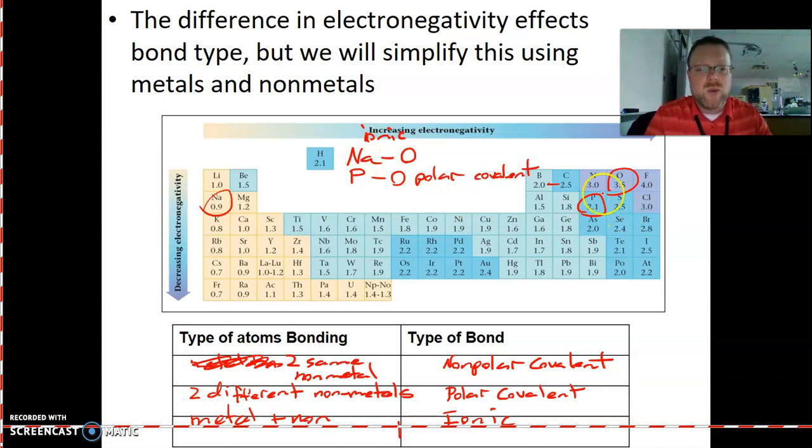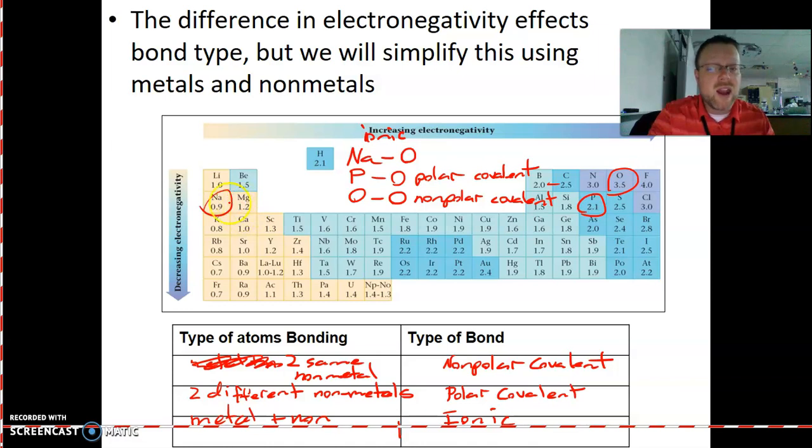And if I had a bond between oxygen and oxygen, then the two atoms have exactly the same electronegativity. Neither atom pulls on the electrons any better than the other one. We would say this is a nonpolar covalent bond. So basically, are they metal and nonmetal? Are they two different nonmetals? Are they the same nonmetal? It's pretty easy to put them into one of those three categories.